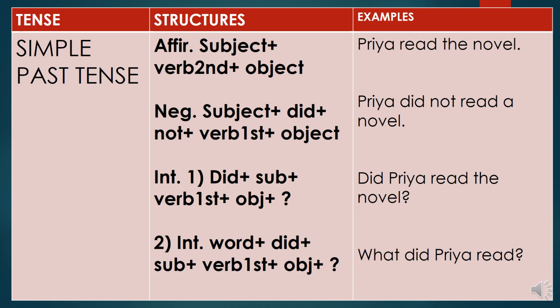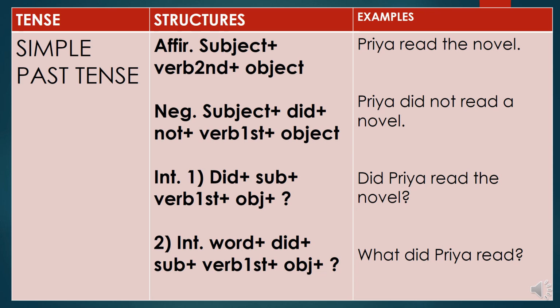Now see the other way of writing the interrogative sentence. See, first the interrogative word: what, where, how, when. So interrogative word plus did plus the subject, then the first form of the verb, then object, and at last the question mark. So what, the interrogative word, did Priya read? Again the object will not be there because the interrogative word is placed at the first part of our sentence. So what did Priya read?